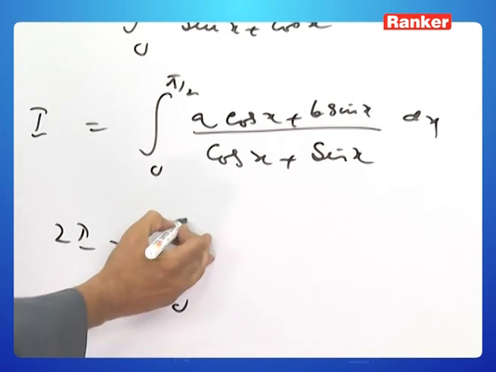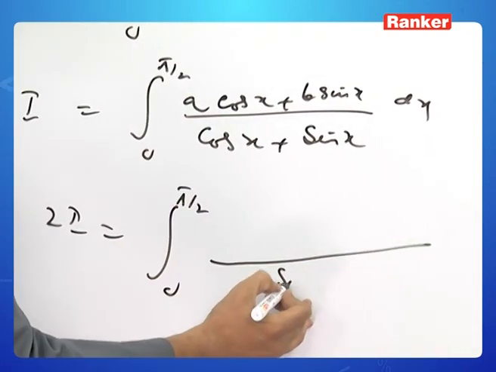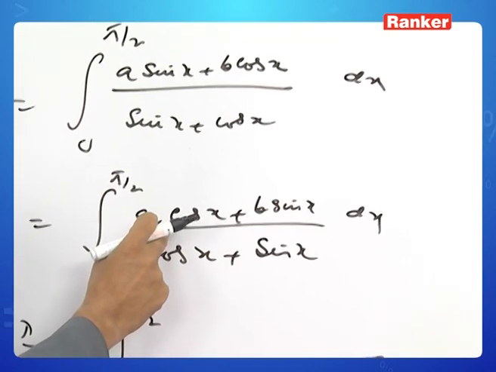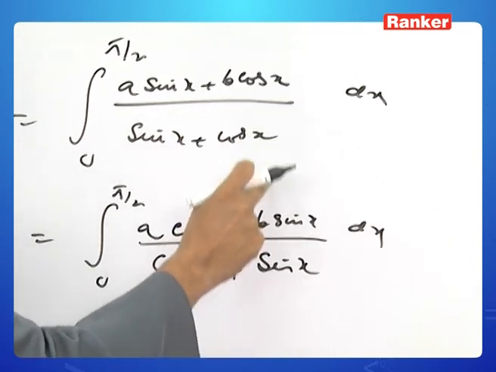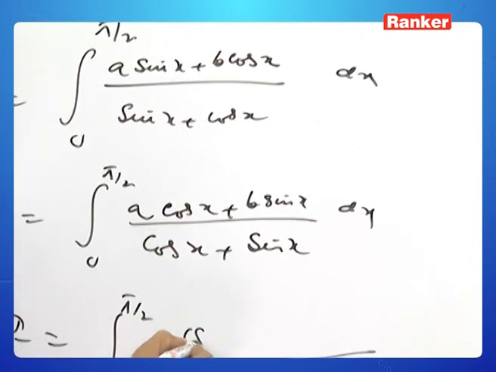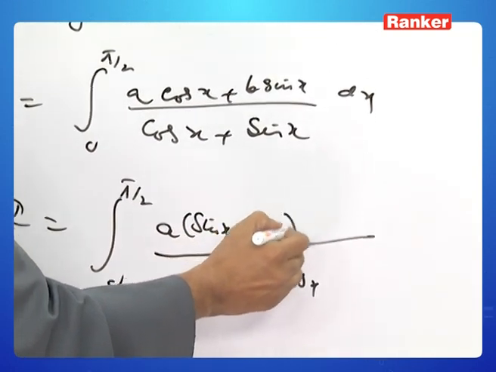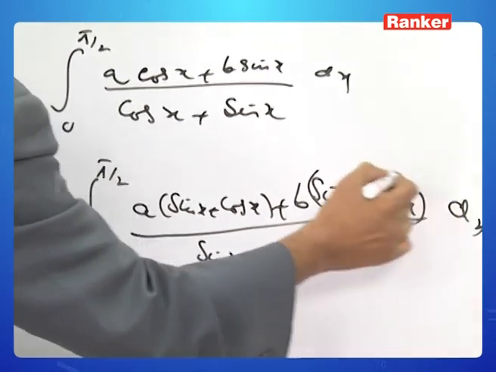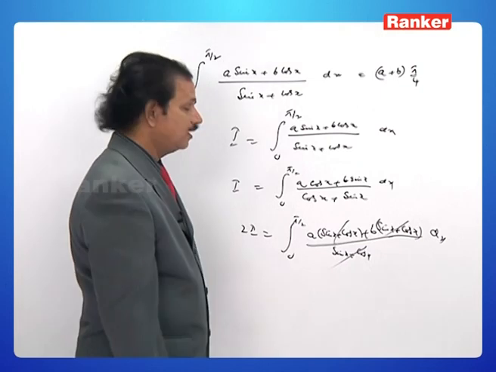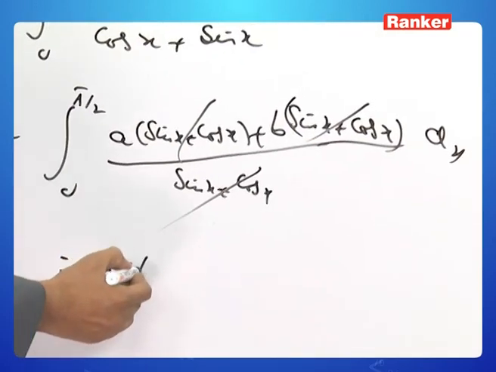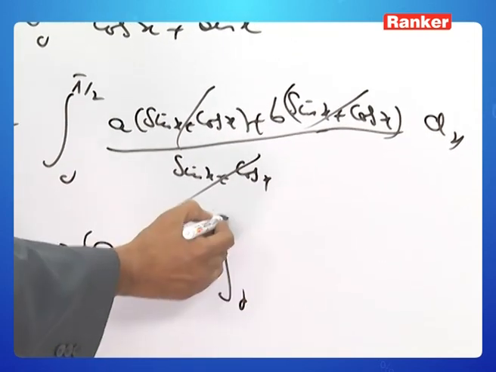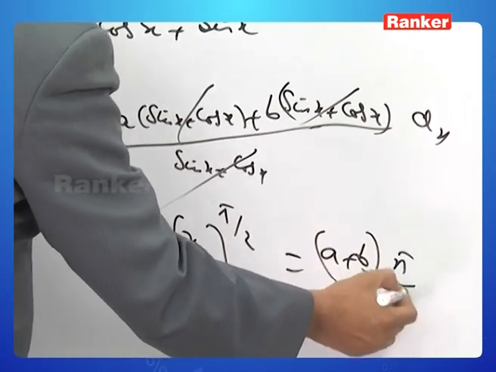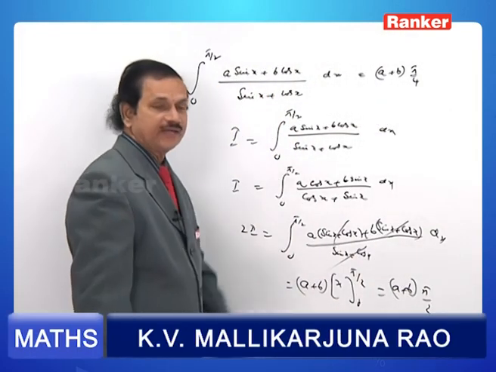2I is equal to integral 0 to pi by 2, with the same denominator sin x plus cos x. A sin x, a cos x, a into sin x plus cos x. B cos x, b sin x, b into sin x plus cos x. So a into sin x plus cos x plus b into sin x plus cos x. If you divide both numerator and denominator with sin x plus cos x, what is going to happen? Just a plus b. Hence, this is a plus b into x between the limits 0 to pi by 2. Why? Because a plus b into integral 1, isn't it? So, it's nothing but a plus b into pi by 2. Well, my dear, is it I or 2I? It is 2I. So, I is a plus b into pi by 4.